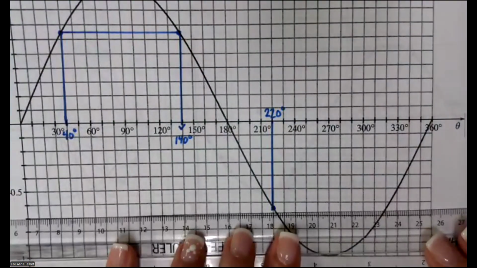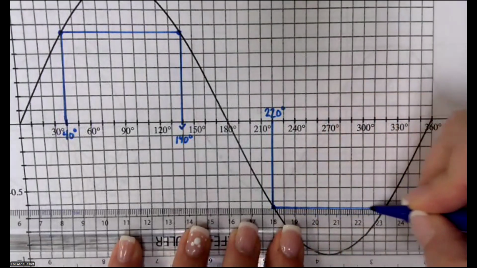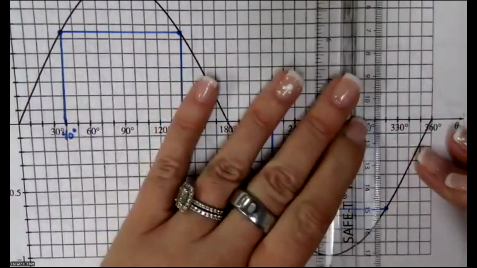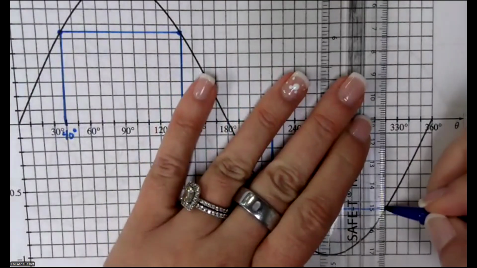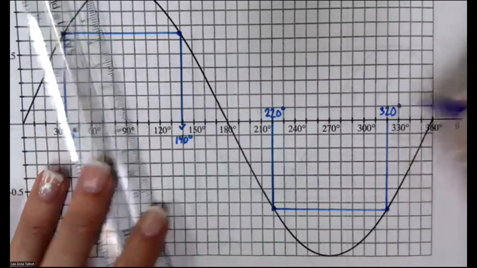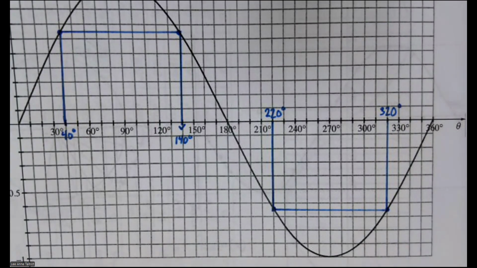And then the fourth one is 320, which jives with our formulas on the unit circle. I really want to connect how the unit circle and the wave are basically the same thing.